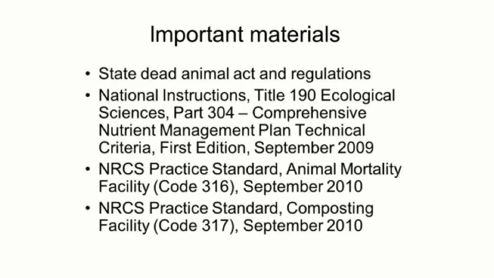Then there are other documents that are critical. And for technical service providers that work for NRCS, there is the Comprehensive Nutrient Management Plan Technical Criteria, which was written in September of 2009. And then following that, there have been two standards that have been written. One for animal mortality facilities, Standard 316, and another specifically for composting facilities, and that's called Standard 317. Those I would call required or very essential important materials.